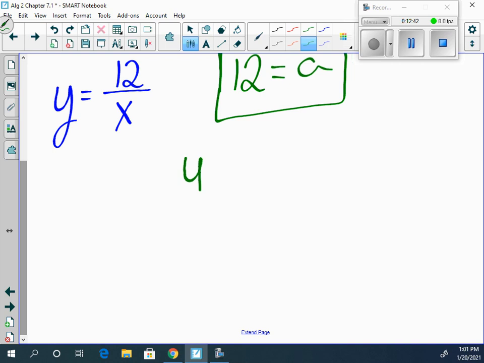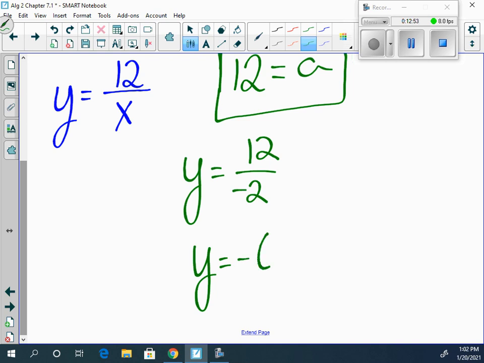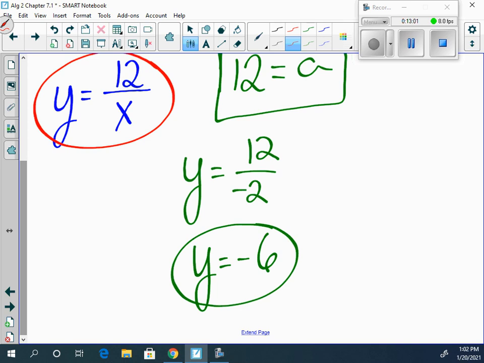I'm just going to use this equation. Y is equal to 12 divided by negative 2. Well, 12 divided by negative 2 is? So that there's our equation, and that there is our answer. That's it.